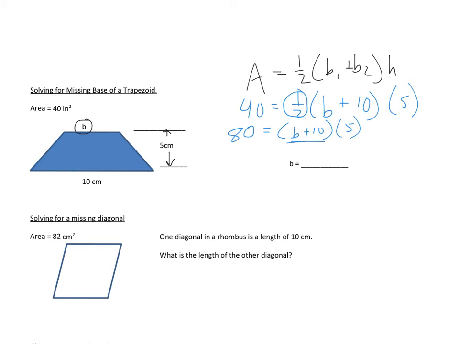You could distribute the 5 if you want, but I think it's easier just to divide both sides by 5. And so we'll go ahead and do that. When we divide both sides by 5, I get 16 equals b plus 10. Subtract 10 from both sides. B is going to equal 6 centimeters.